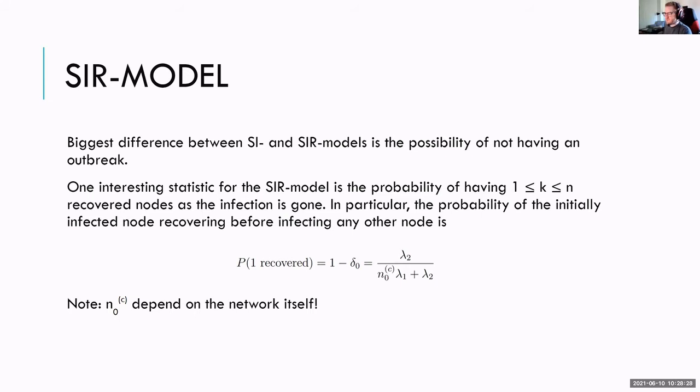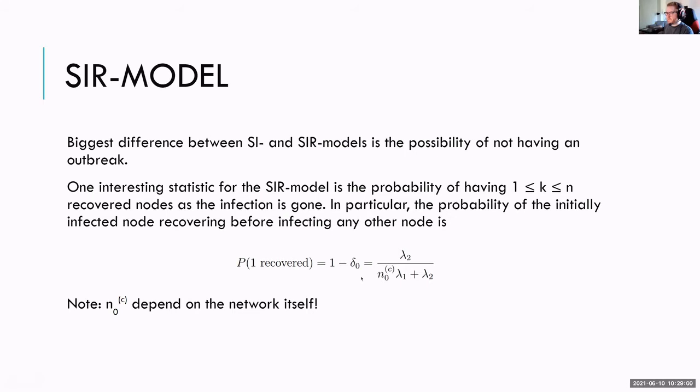And so one of the interesting statistics of the SIR model is the probability of the simulation ending with a certain amount of recovered nodes. Having a recovered node at the end of the simulation means that this node has been affected by the virus at some point. When the simulation ends, we just look at how many recovered nodes we have as opposed to susceptible.